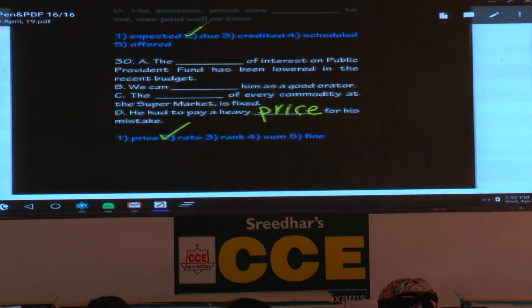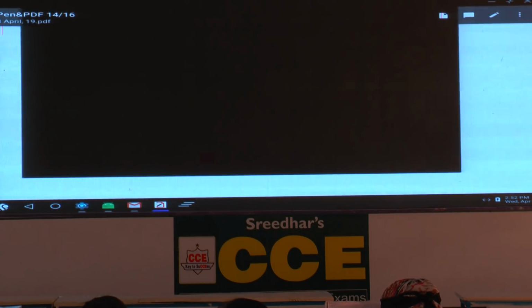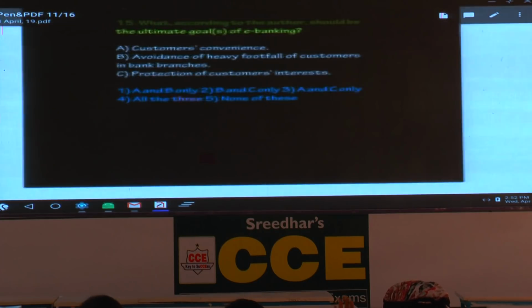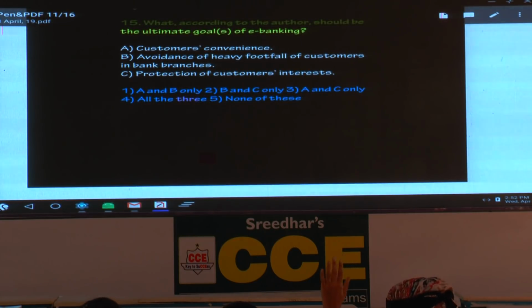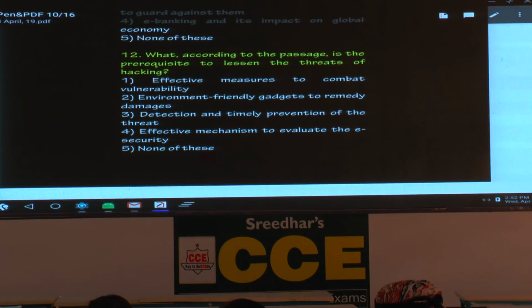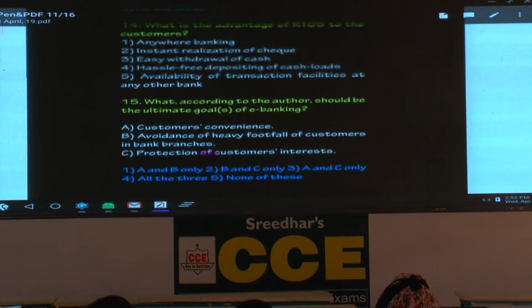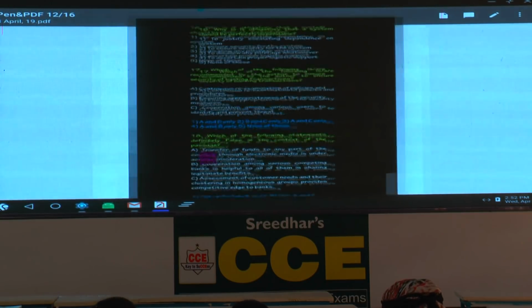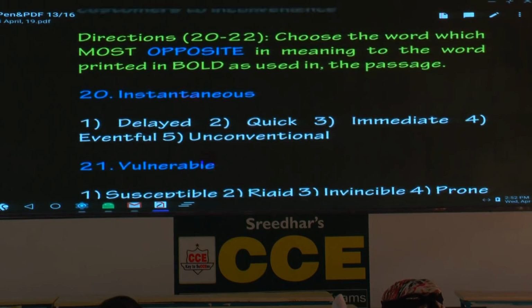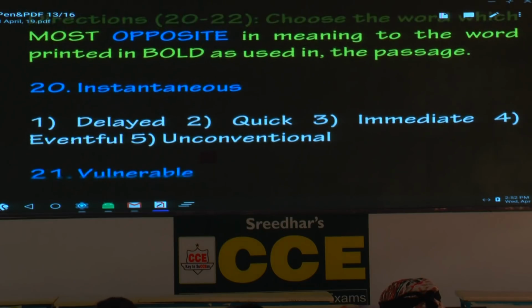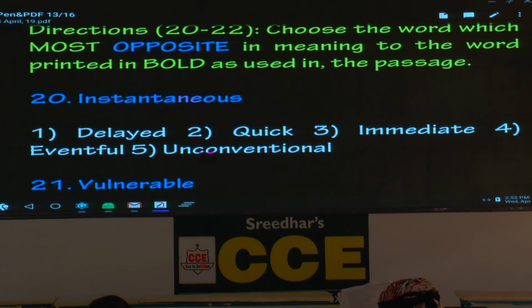Now we will go to the passage. How many of you have read the passage? Please raise your hand seriously. Only a few hands. What we are going to do, first we will go through the questions related to vocabulary. That is better. So directions 20 to 22. Choose the word which is most opposite in meaning.